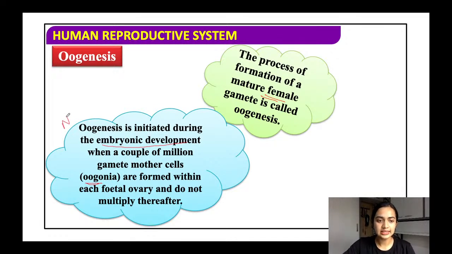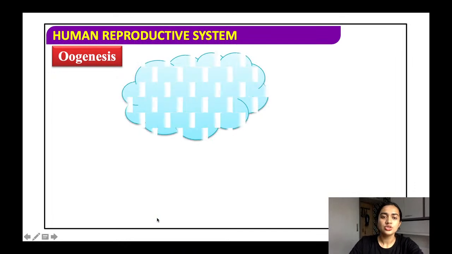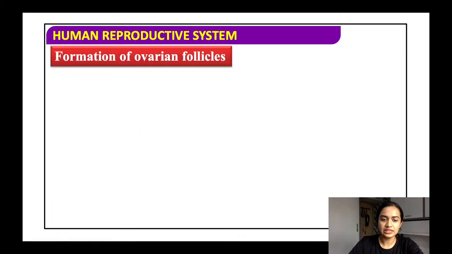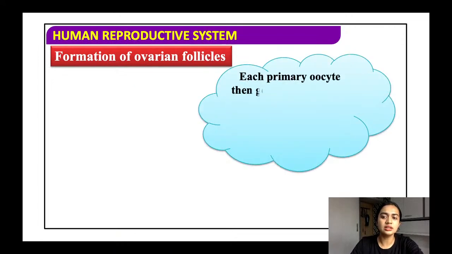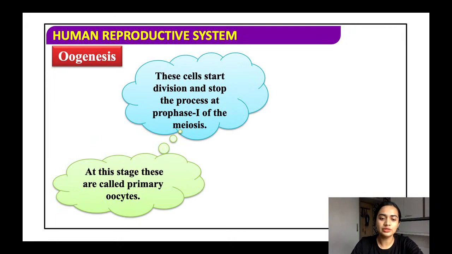This is a line taken as it is from the NCERT. Please remember, a couple of million gamete mother cells are formed within each fetal ovary. There are two ovaries, and in both of them a couple of million oogonia are formed. And they will not multiply now. As the female reaches puberty, many of them are destroyed. So what remains is only a very small number from what existed in the fetal stage.